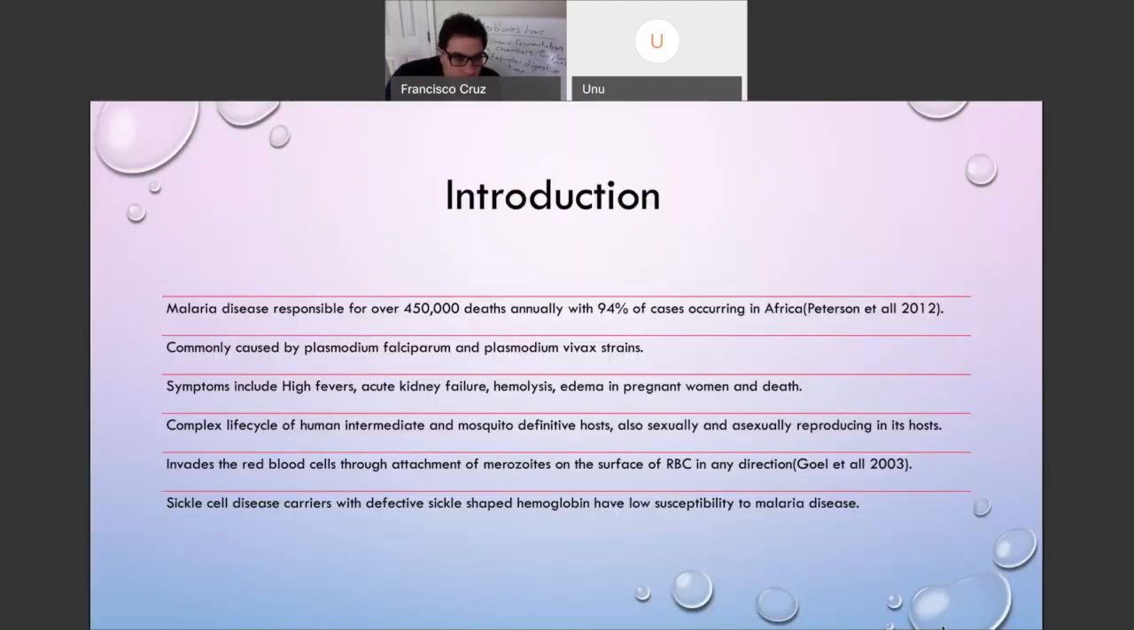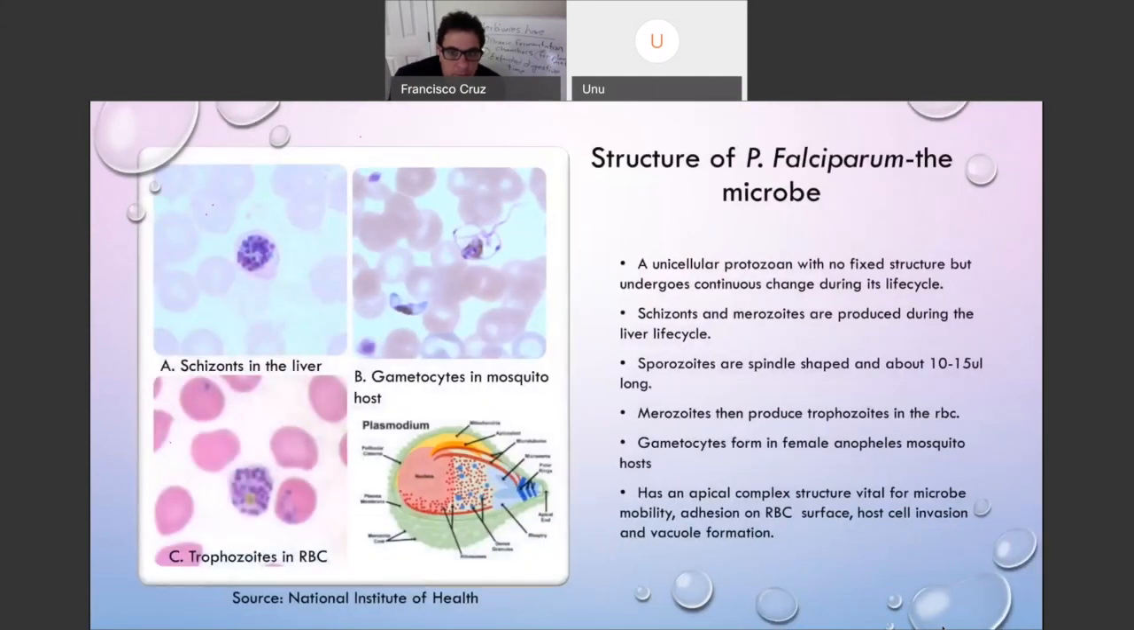Then the introduction just talked about some of the symptoms that are consistent with the malaria disease, how it affects the kidney. It's also a disease that targets your red blood cells as well. And then I'm also looking at the complex life cycle of the microbe. It has 2 hosts. So there's the mosquito host and then also the human host.